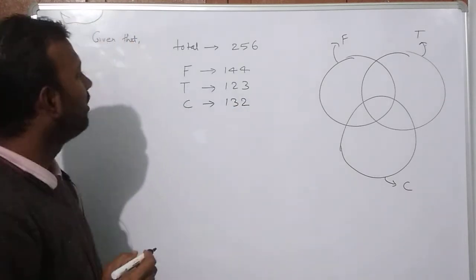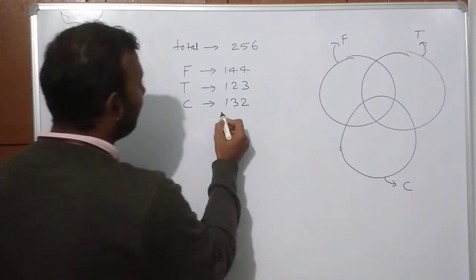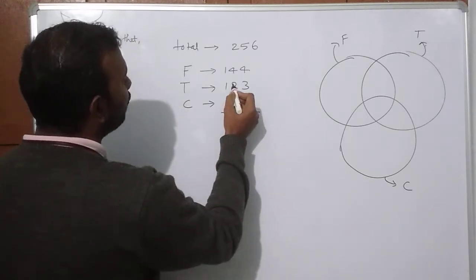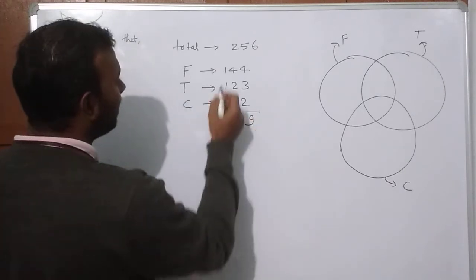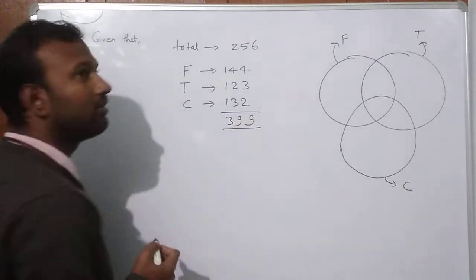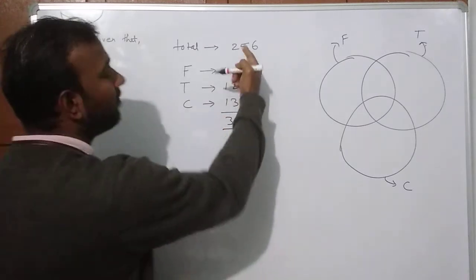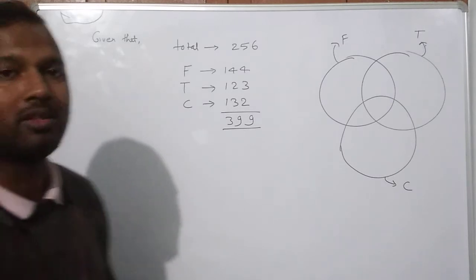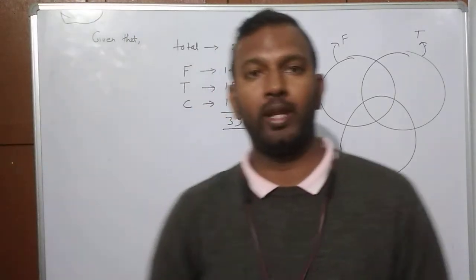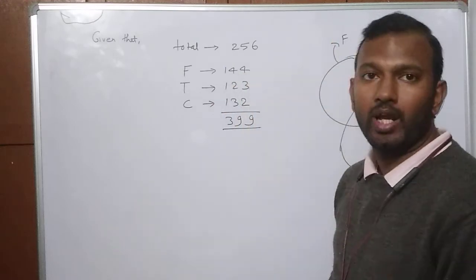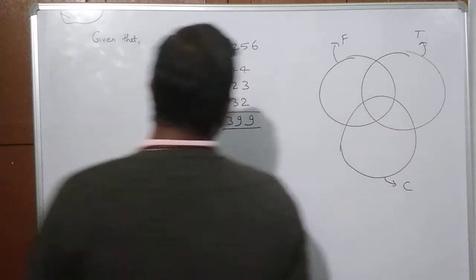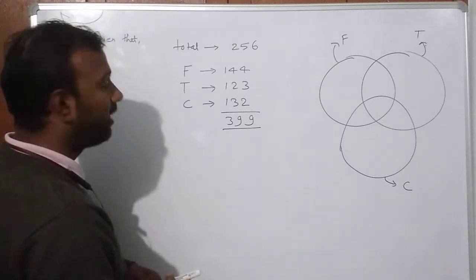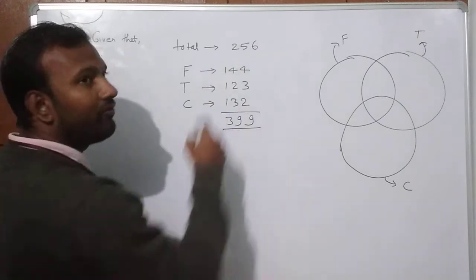So here if we add it, we get 4 plus 3 is 7, plus 2 is 9, 3 plus 2 is 5, plus 4 is 9, there is no carry, and 3. This is 399. Okay, this is more than 256. It means that there are some players who can play more than one game, and it is given in the question also. So how many players can play more than one game? The answer will be 399 minus 256.